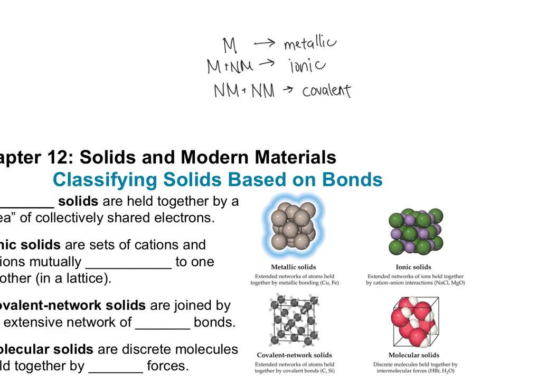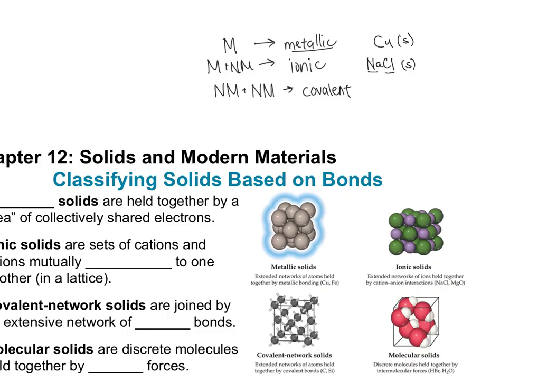So let's give some examples for this. Metallic: let's think about a solid that's a metal, like copper. Copper as a solid is a bunch of copper atoms held together by metallic bonding, so we'd call that a metallic solid. If I have a metal and a nonmetal, that's ionic. Let's think about sodium chloride, right? A metal and a nonmetal solid, and that's an ionic solid.